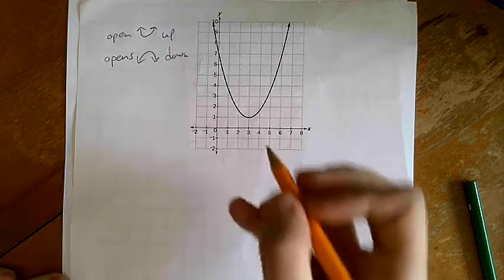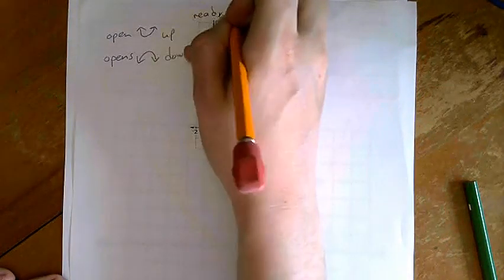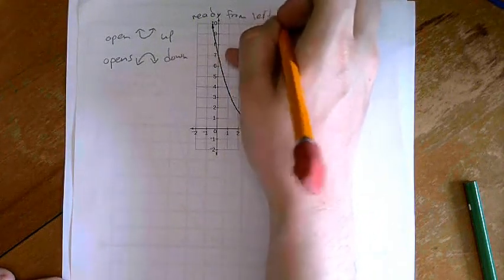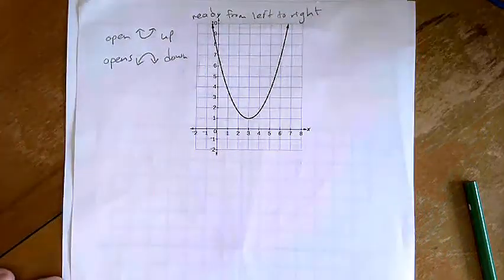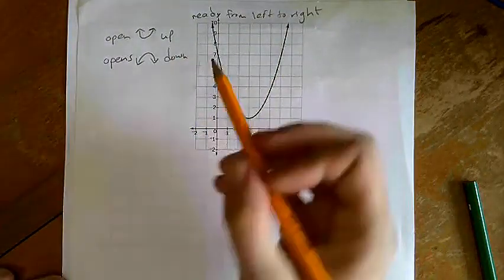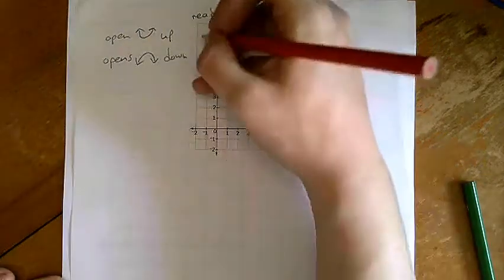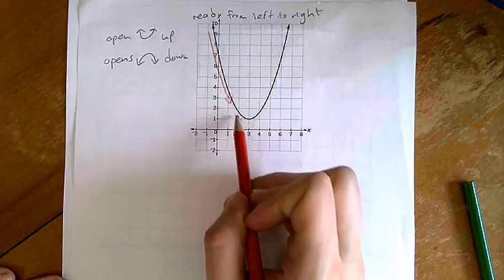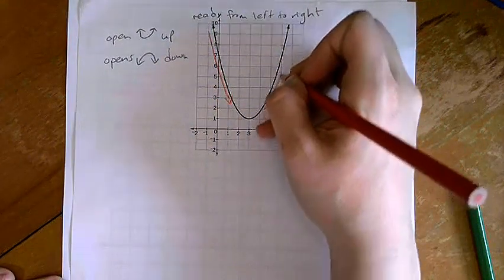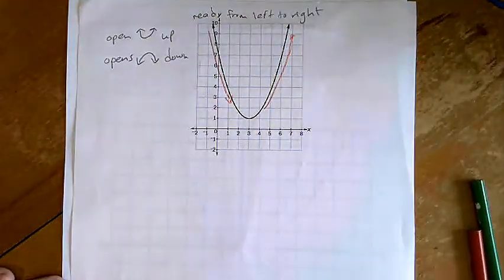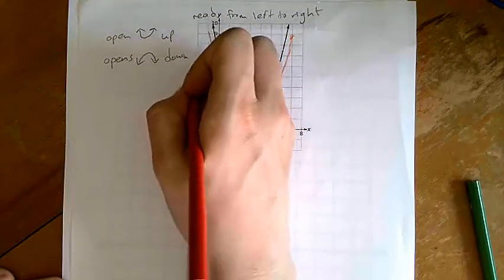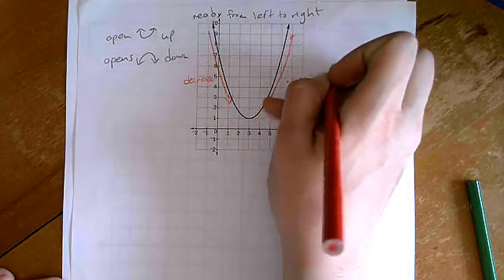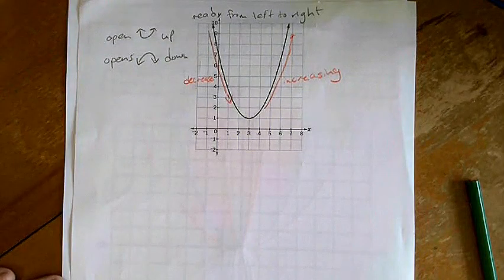We always read graphs just like we read English. So we always read graphs from left to right. So that means for this part right here, because we read from left to right, it's going down, it's decreasing, and then on this side, it's increasing. So we have a decreasing over here and an increasing over here. So it switches, so to speak.